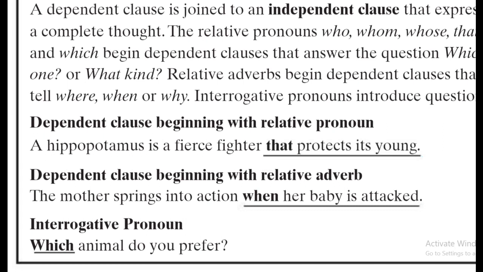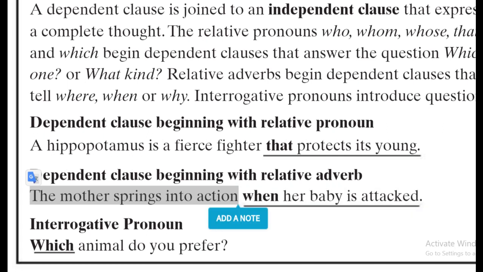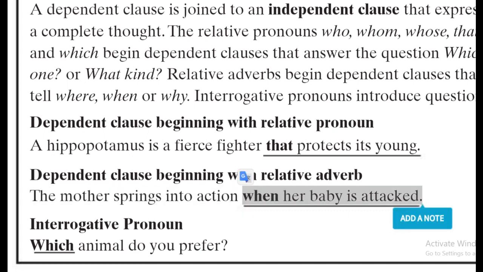Let's have another example. The mother springs into action when her baby is attacked. This sentence has two parts. The first part is, the mother springs into action. While the second part is, when her baby is attacked. As you can see here, we are having an independent clause and a dependent clause.